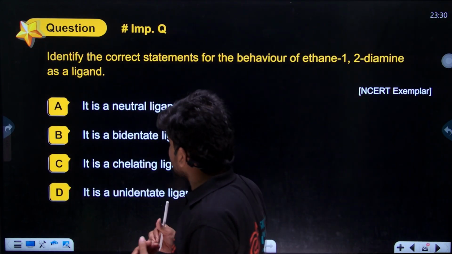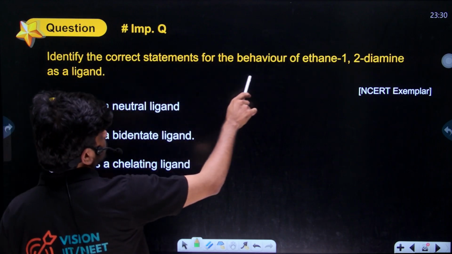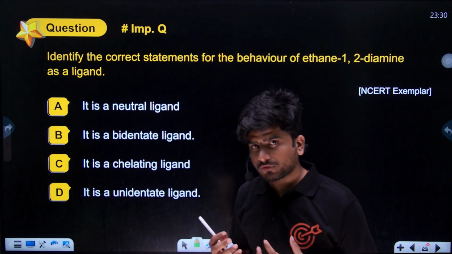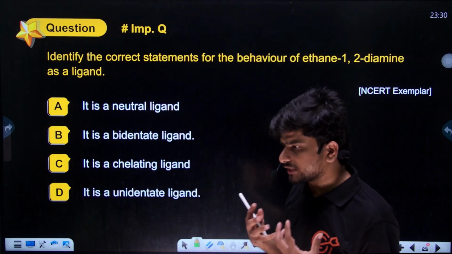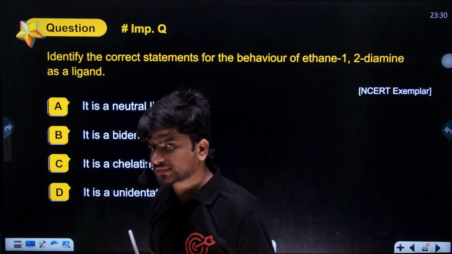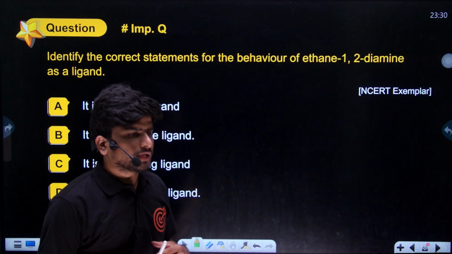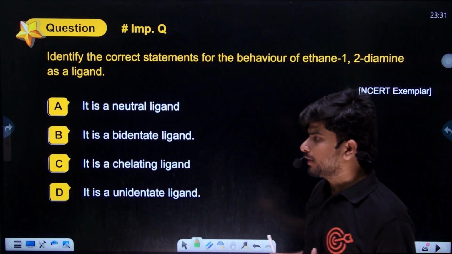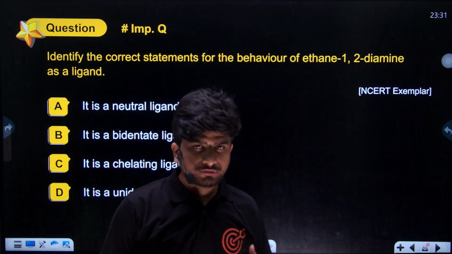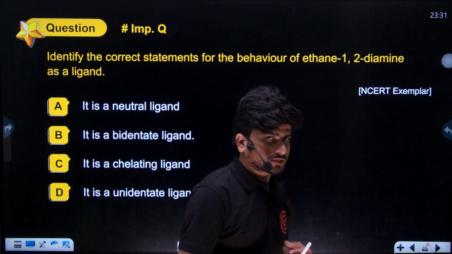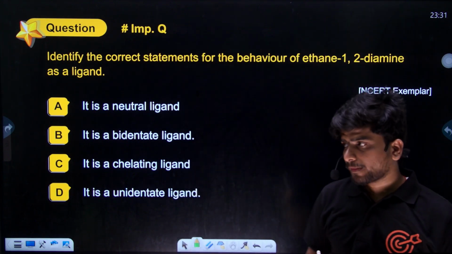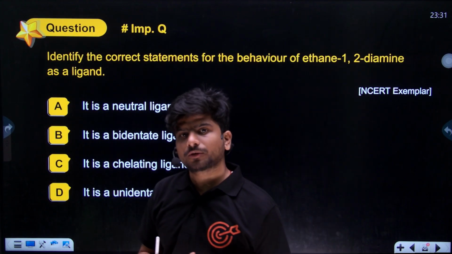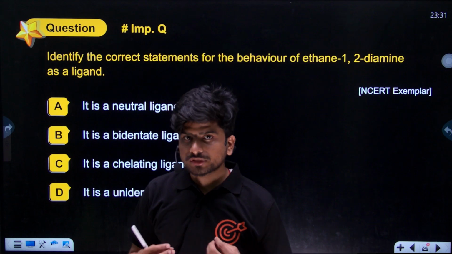So a chelating compound, identify the correct statements, the behavior of ethane 1,2-diamine. So these ligands, even if they have more than 1 or 2, they need not be charged every time. For example, you take cyanide. Cyanide has negative charge. Nitrate, chloride, everything has negative charge. They can be positive ligands also. But now you need to understand, a charged species need not be a ligand every time. It can be a neutral species also.